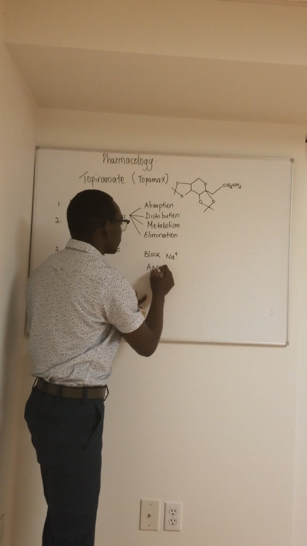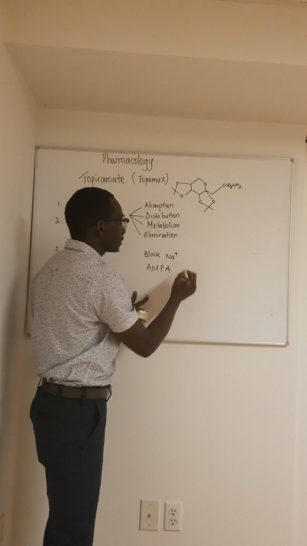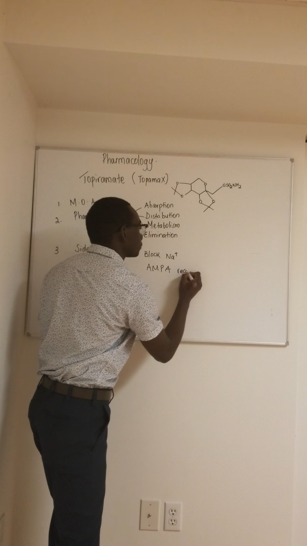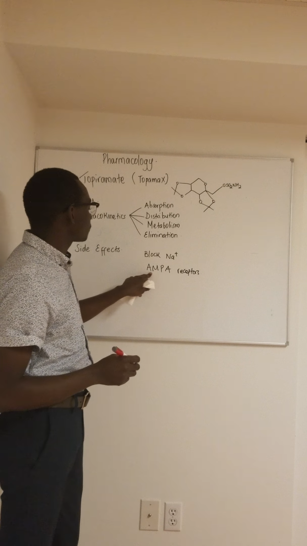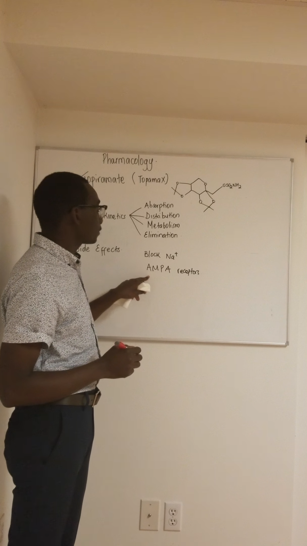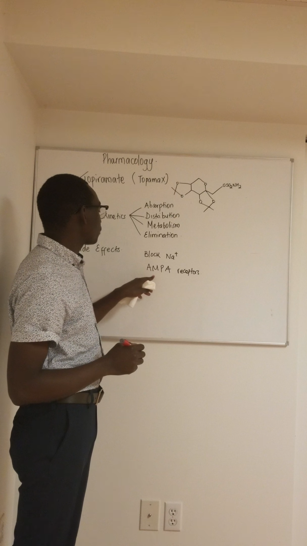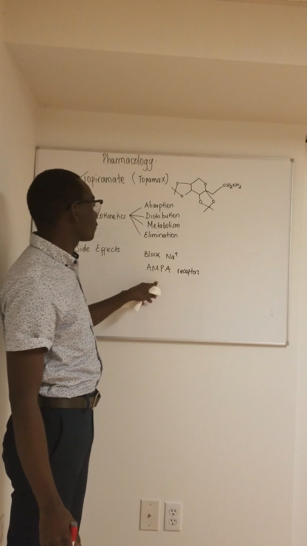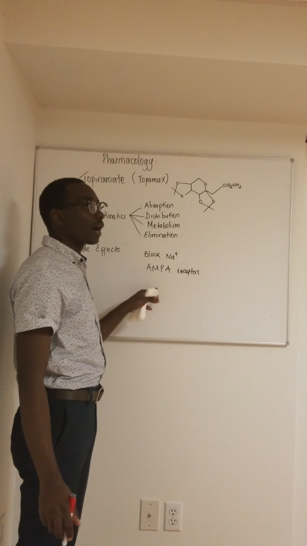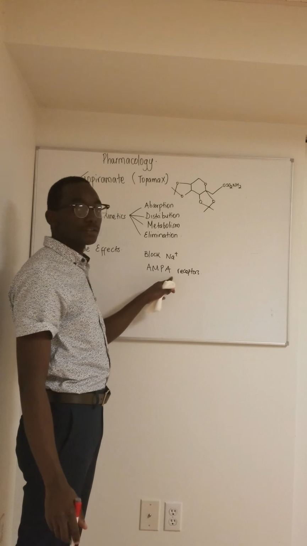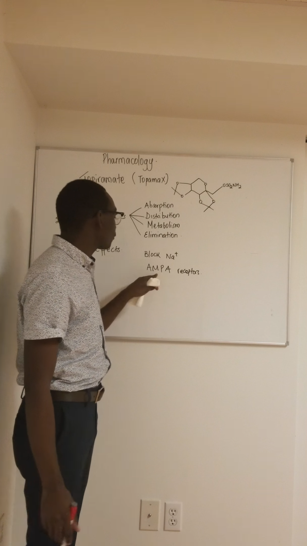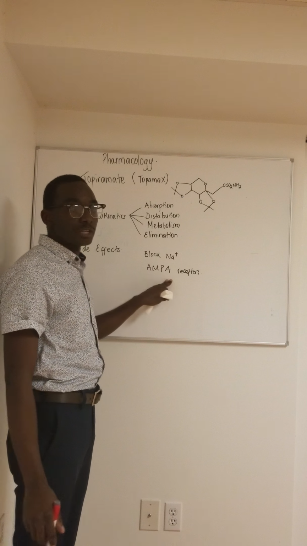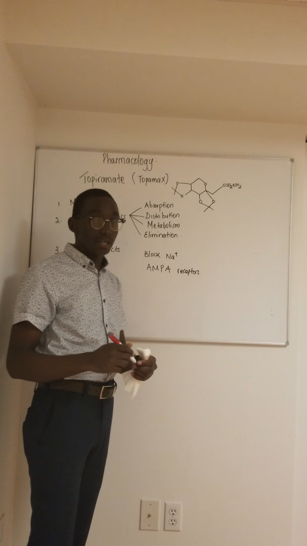It is also said that topiramate can bind to what we call the glutamate receptors, which are the AMPA receptors. AMPA stands for the alpha-amino-3-hydroxy-5-methyl-4-isoxazole propionic acid receptors. That's what AMPA means.